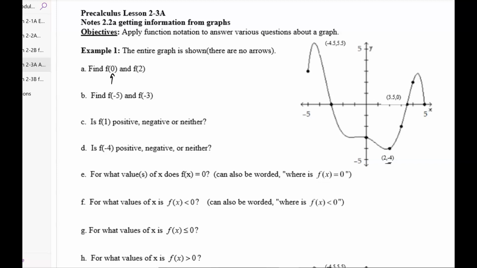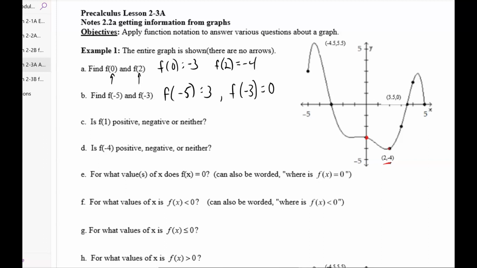So f of 0 is when the input is 0, that's right here. That's when x is 0, and the output looks like it's going to be -3. And when the input is 2, it looks like it's right about here, and we're told on that one that the output will be -4. So f of 0 equals -3 and f of 2 equals -4. Now I want you to pause the video and try B.